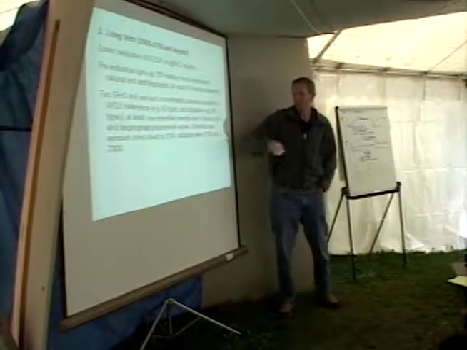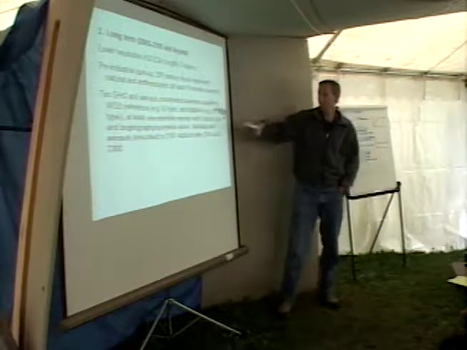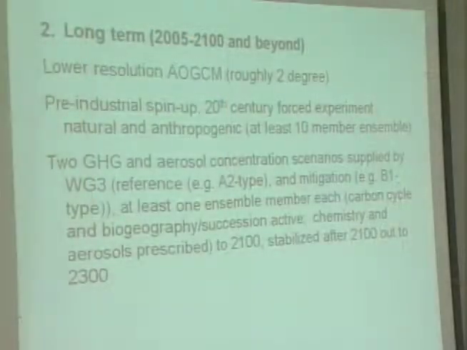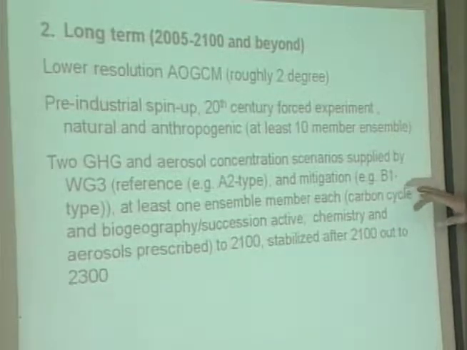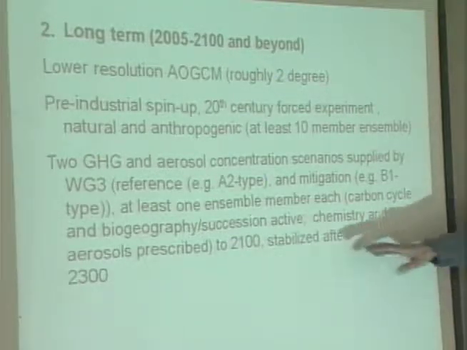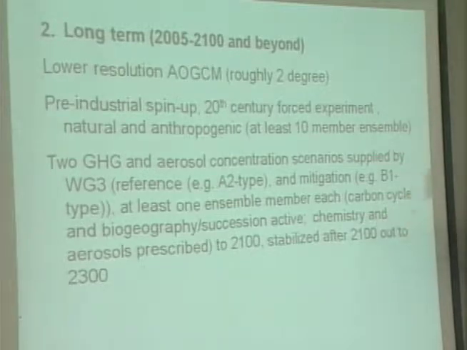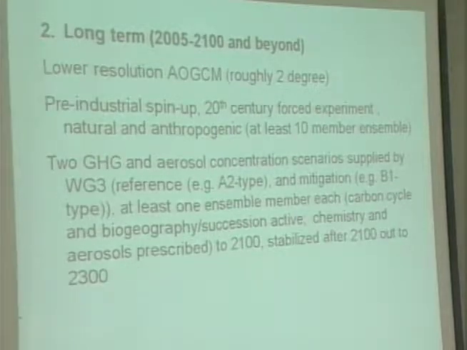So, big numbers of ensembles may not be as important for these. You have groups running at least one ensemble member, and if they can run more, then that's an option. But I think a large number of ensembles isn't as big a concern with these. Obviously, you'd have the carbon cycle and biogeography/succession active, and chemistry and aerosols would be prescribed, as I understand it. Then out to 2100 would be the nominal experiment. Then we were just talking about what you do after 2100. You may come up with an A2 stabilization experiment that would go out farther.